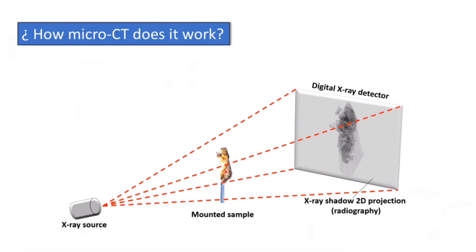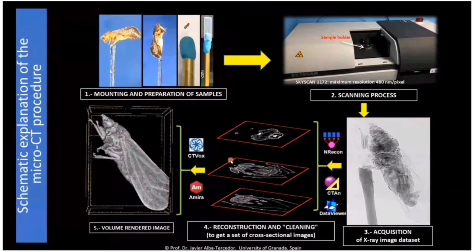To be able to reconstruct the entire sample, it's necessary to get many pictures, many radiographies, so the sample is rotating every few degrees. Normally when I do a scan of 360 degrees, every 0.1 degree I take a picture. So a normal scan needs at least 3,600 images. So what we need then is a good computer to process all the images.